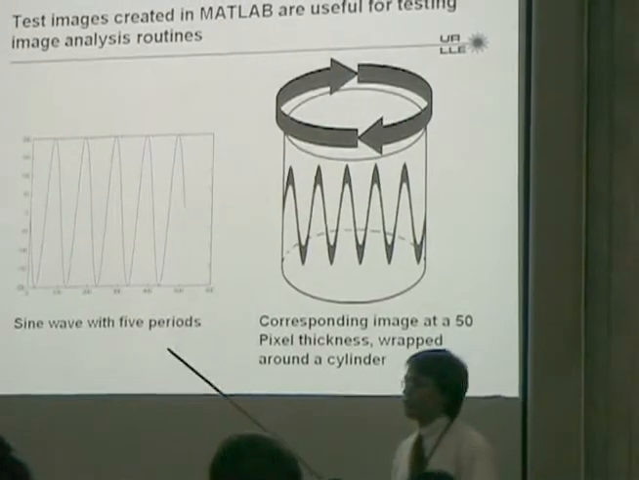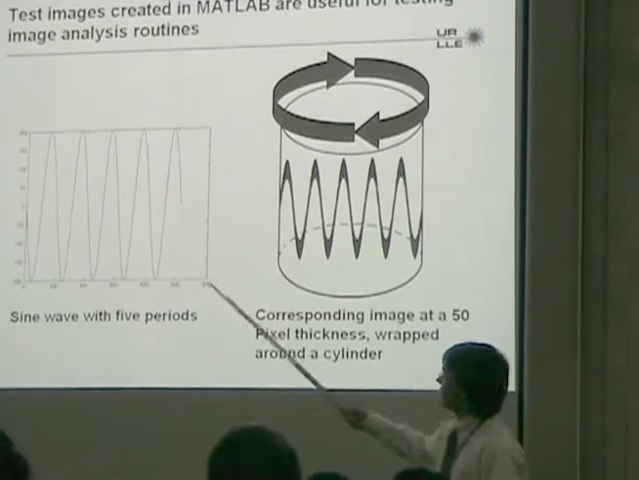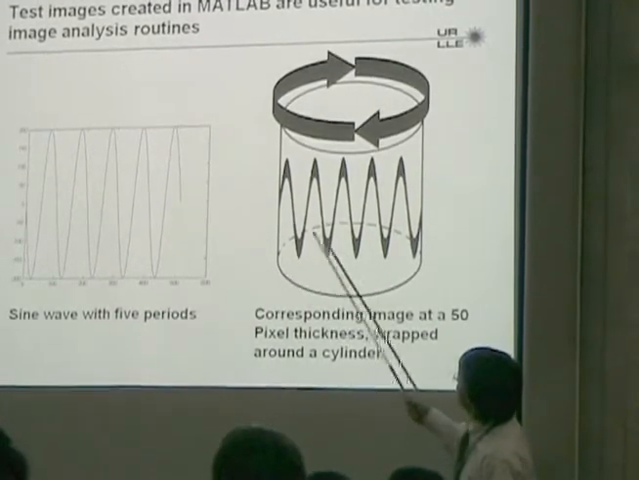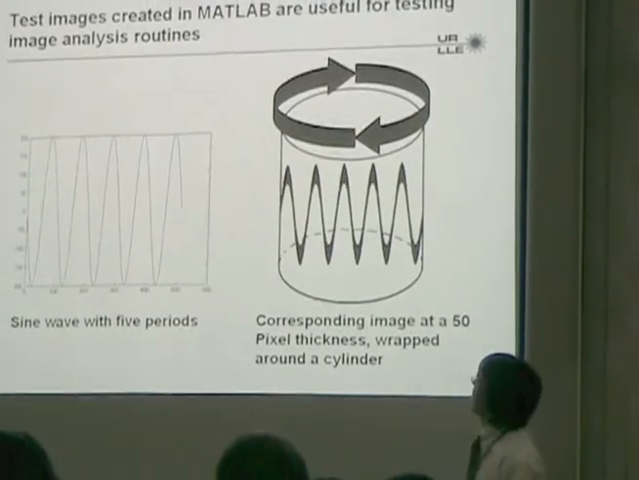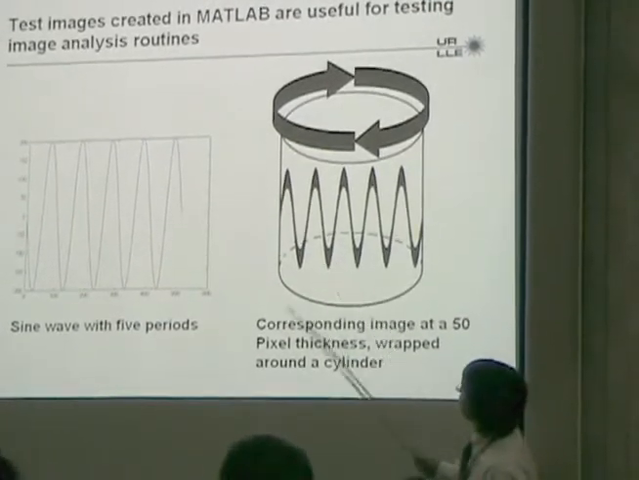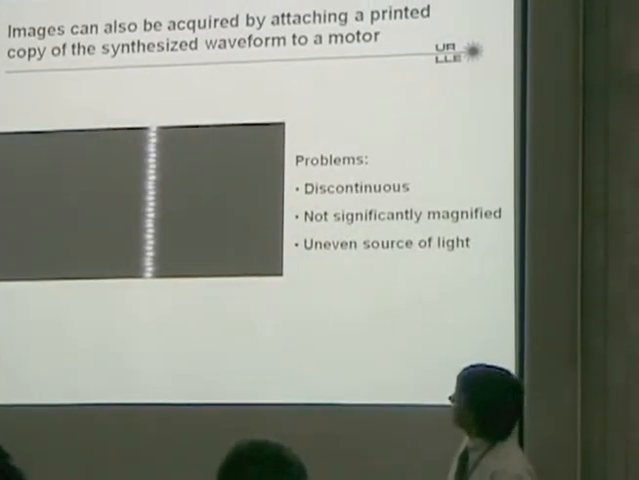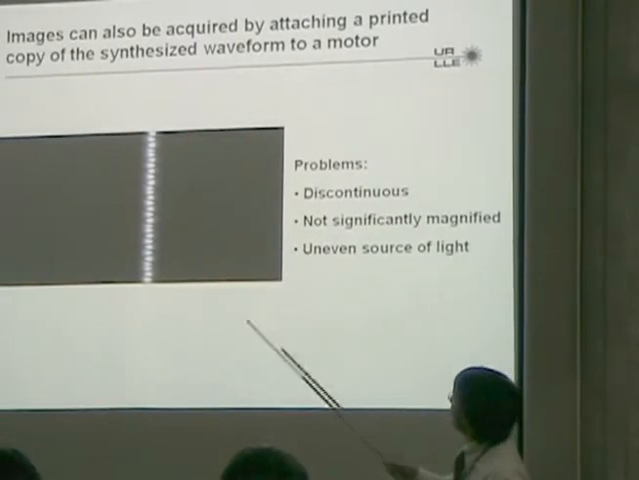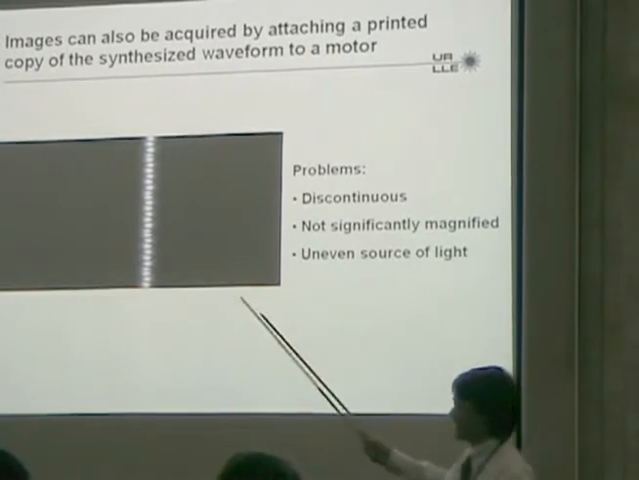So to test the image properties and the ability to collect images of the line scan camera, first I generated a sine wave within MATLAB, and then plotted that image using a program to turn it into an image that had 50 pixel width, and wrapped it around a cylindrical drum, and I put that drum on a motor and spun it. And I created images by spinning that drum, capturing that movement while illuminating with a laser. And the problem with this image from here to here is that it's not magnified significantly.